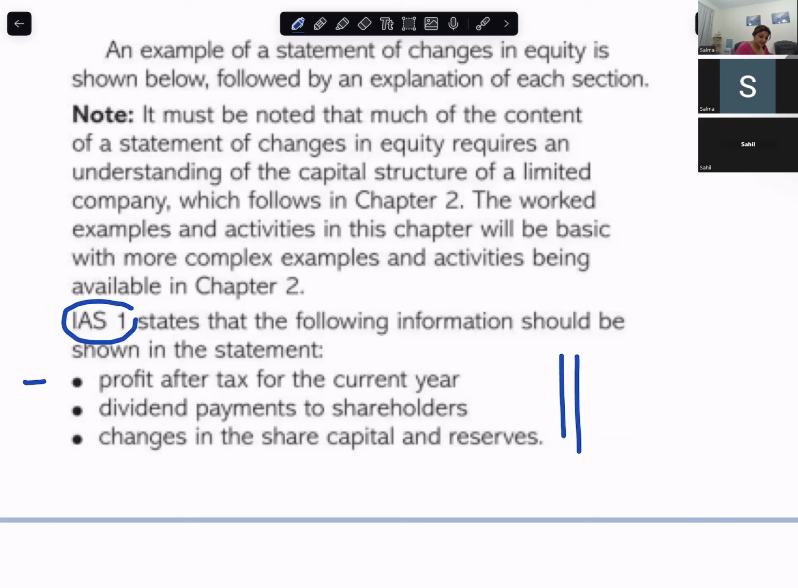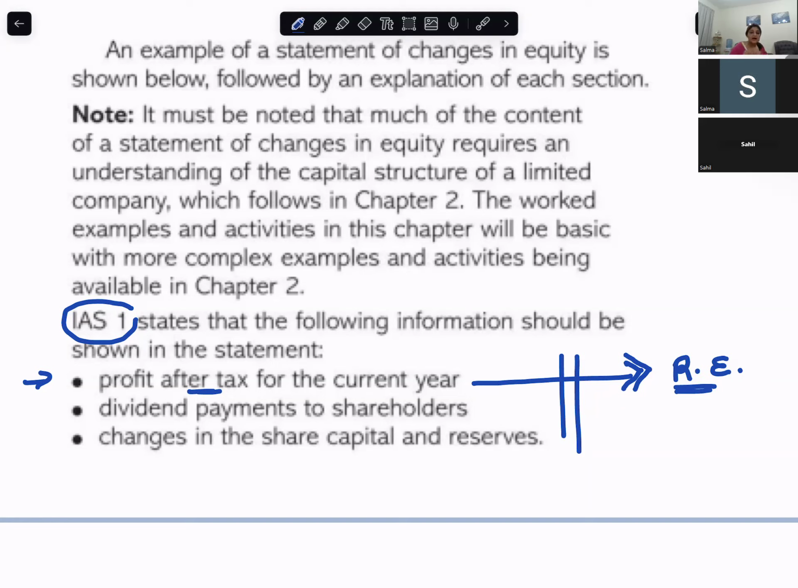The first thing is the profit after tax for the current year. What is the profit that is there after tax for the current year? Can you tell me where this profit after tax for the current year will go? Where will it be added up to? The equity. In the balance sheet, which section? The general reserves. The retained earnings. Yes, whatever profit you get after the payment of corporate tax has to go to your retained earnings.